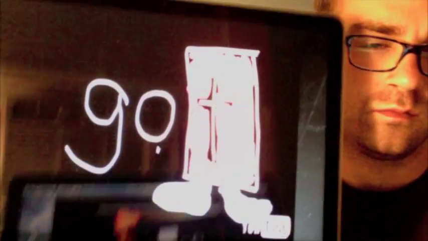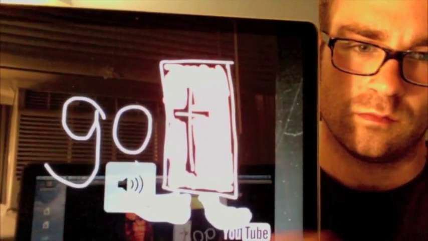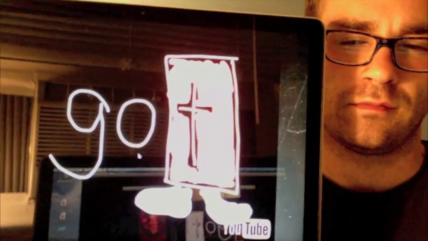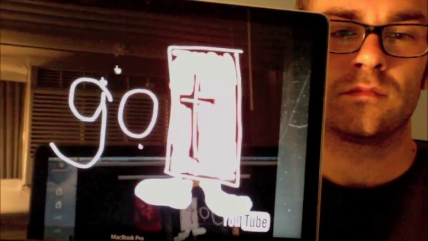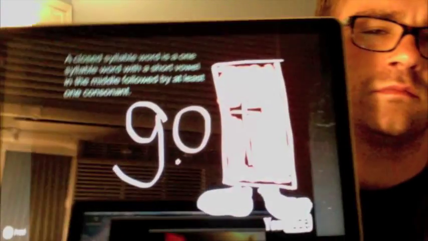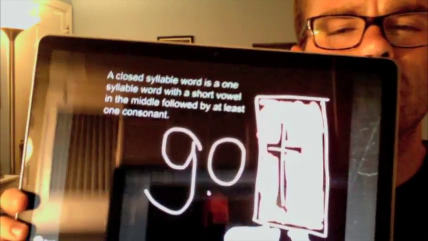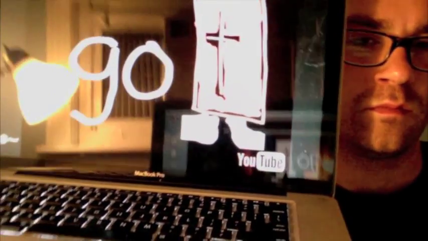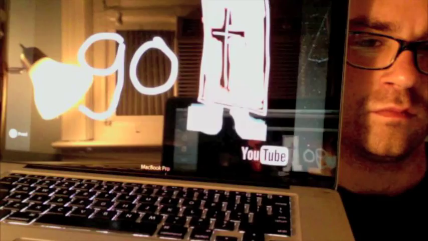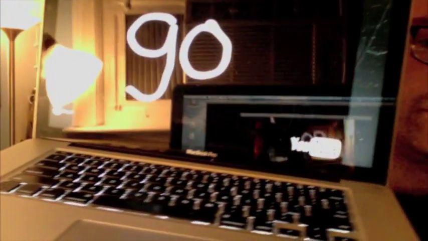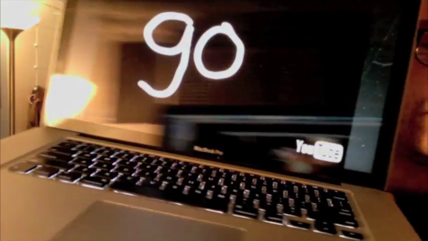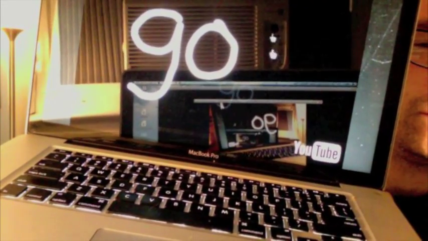The T came along and closed the door on the O and made it say its short sound. Got. A closed syllable word is a one-syllable word with a short vowel in the middle, followed by at least one consonant. If the T decides to open the door and run away, the O is free to shout its name. Oh, go!